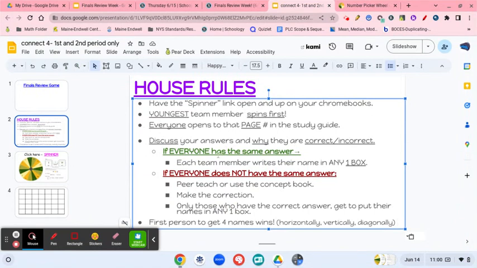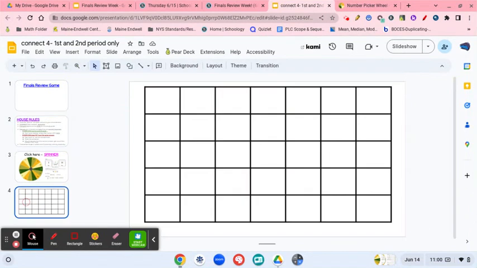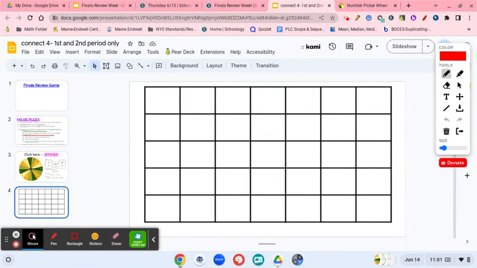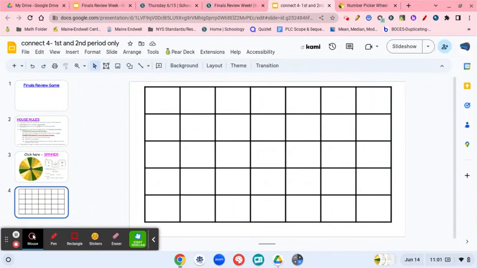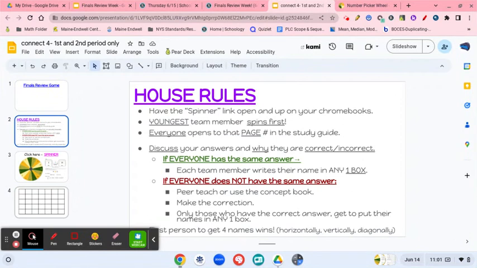If everyone's correct, that's an easy win for everybody. That means every person gets to choose one box to write their name in, because the goal, eventually as you're going through it, is to get your name either all vertically or horizontally or diagonally, right? So you do this through spinning multiple times and talking about your page numbers. So if everybody got it right, you put your name anywhere in a box that you want.